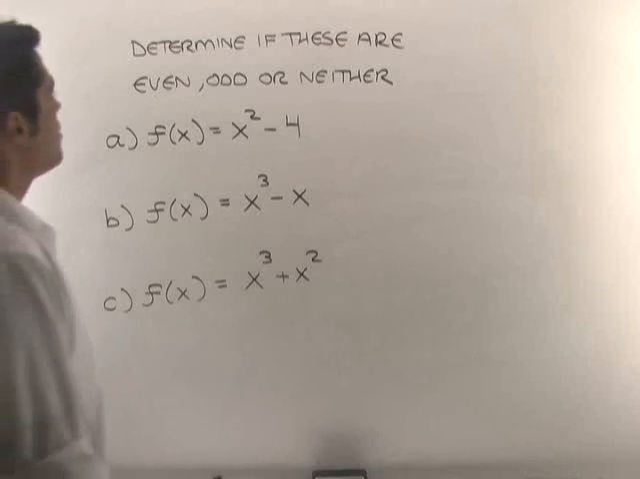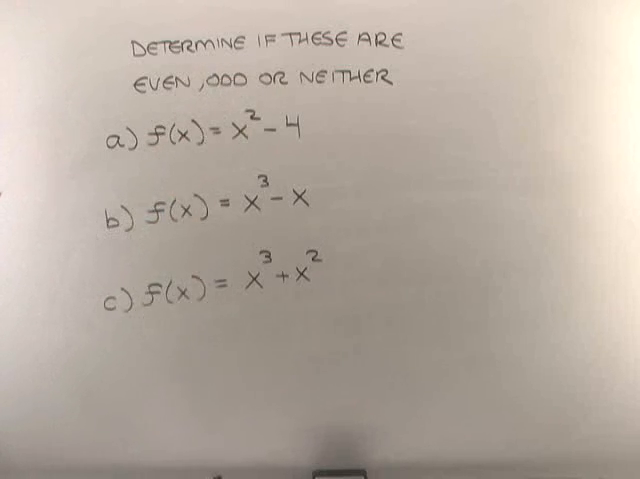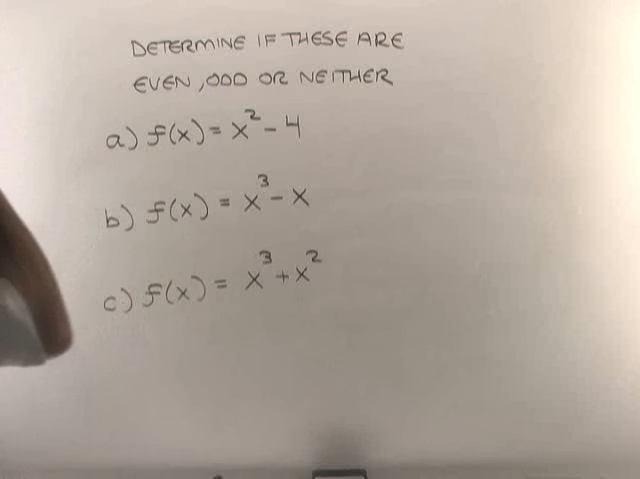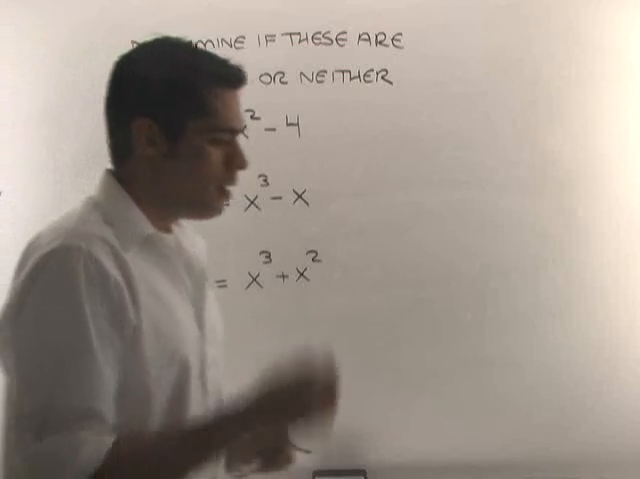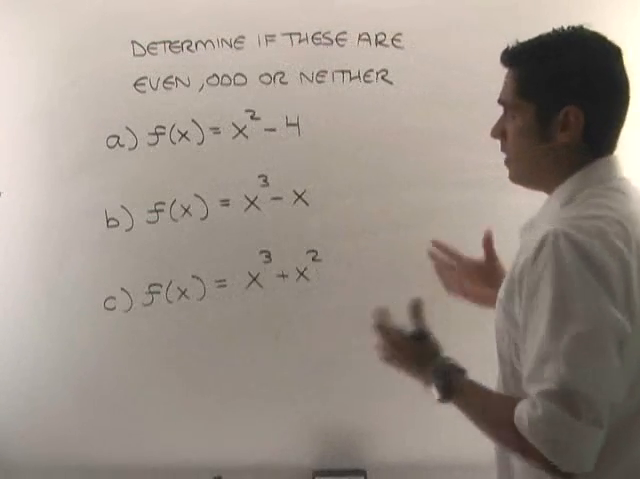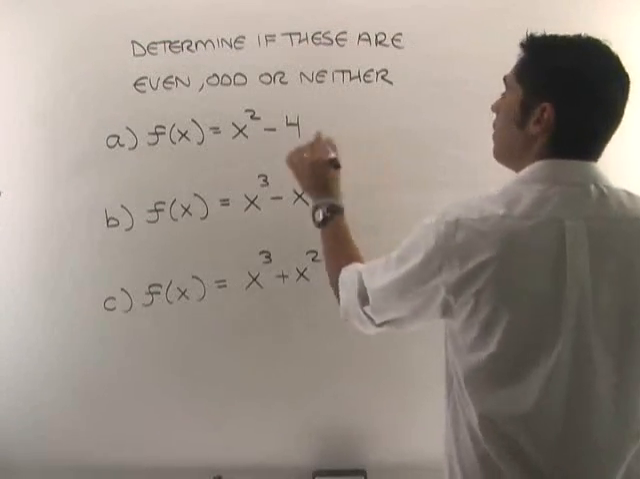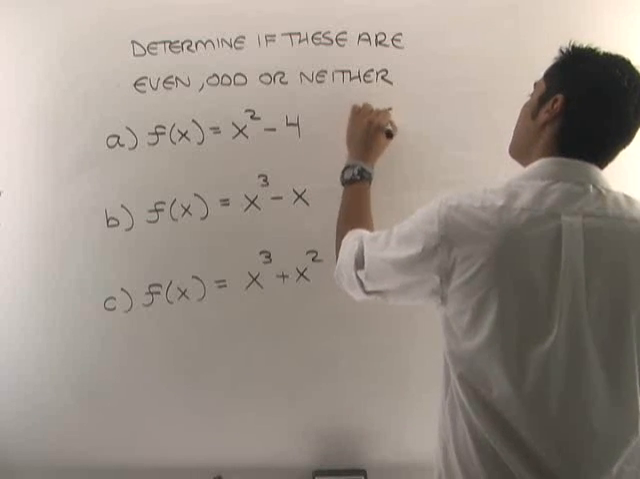All right, here we're asked to determine whether or not these functions are even, odd, or neither. So let's take a look at part A first. We're given this function f of x is x squared minus 4. First thing we're going to do is try and figure out if it's even. So, we're testing to see if it's even.